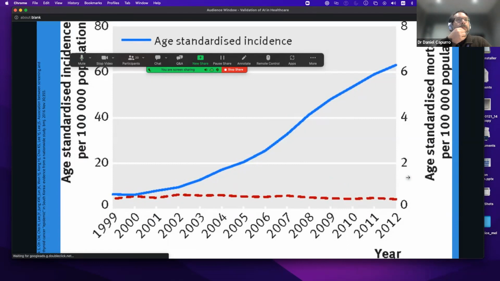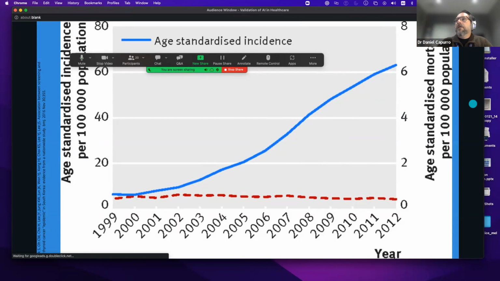And even more, if you look at this gap between the red and the blue lines, you can see that we are now labeling a bunch of people as survivors of thyroid cancer, okay? And probably without too much or any benefit.